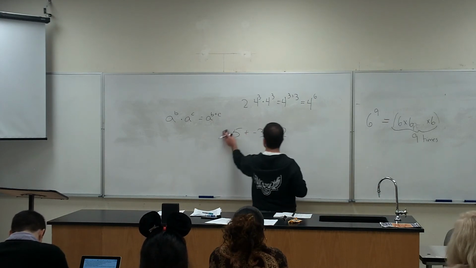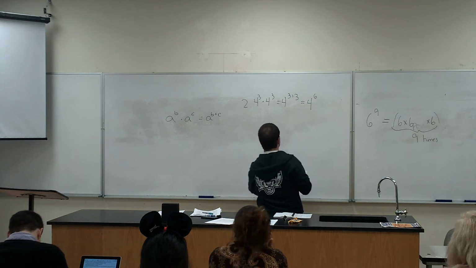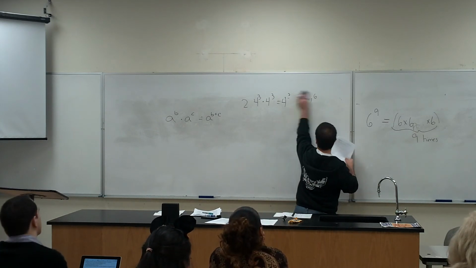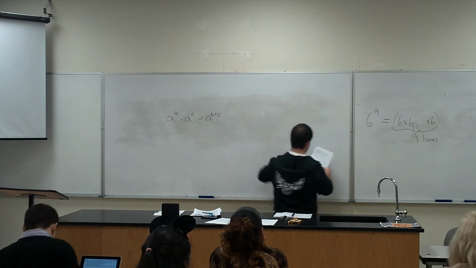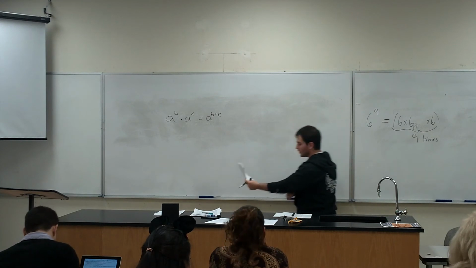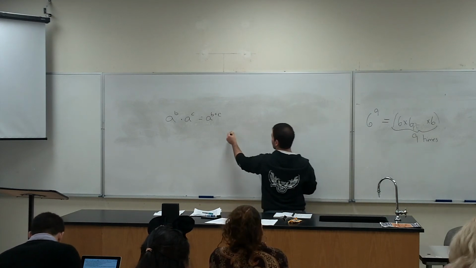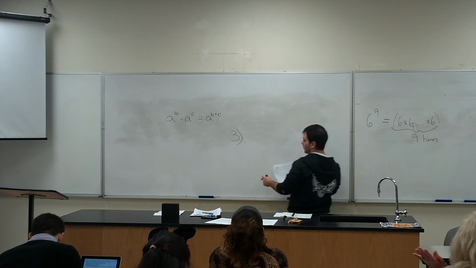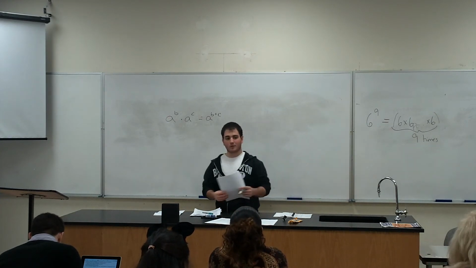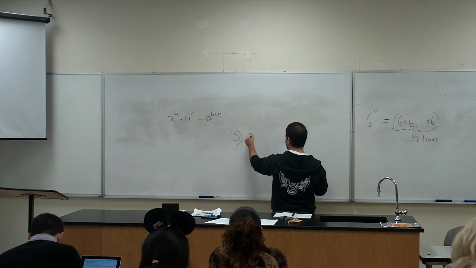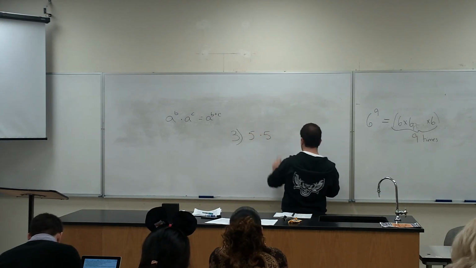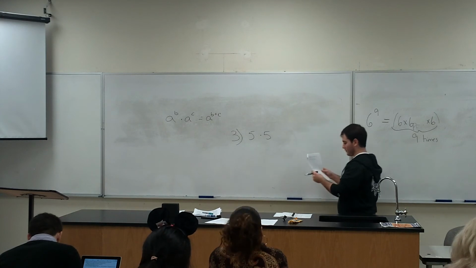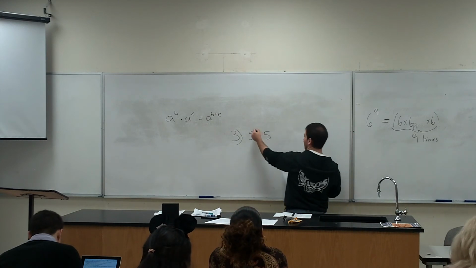Alright, so let's keep this in mind. Now let's check out the next question. Okay? So, we've got number 3. Who knows what our base is in this one? Anyone can shout it out. 5. Okay, so we know 5 is our base. And then our exponents are what? 5 and negative 3. Okay.